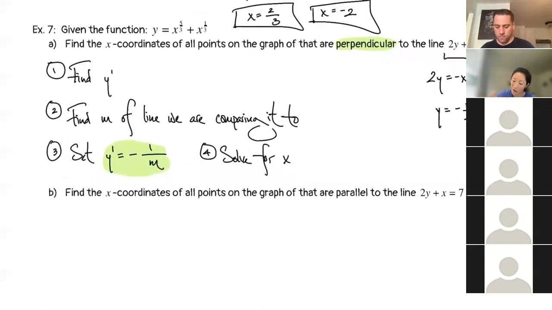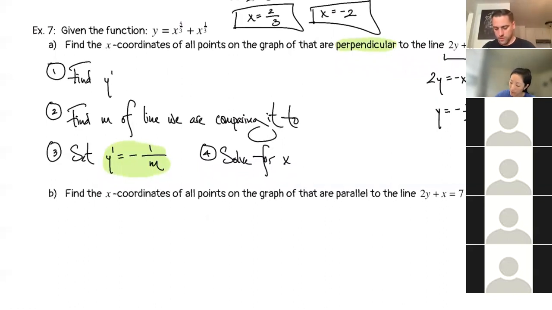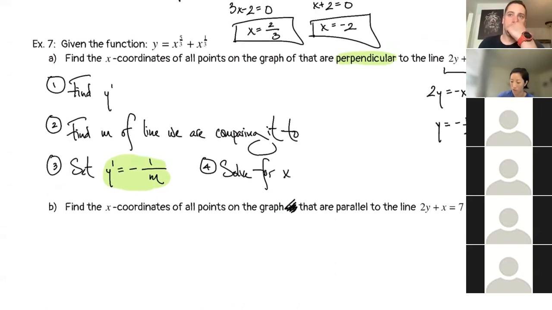All right, so let's take a look at part B. Part B says find the x coordinates of all the points on the graph that are parallel to the line 2y plus x equals 7. Now we're looking at the same function that we did above: y equals x to the 5/3 plus x to the 1/3.